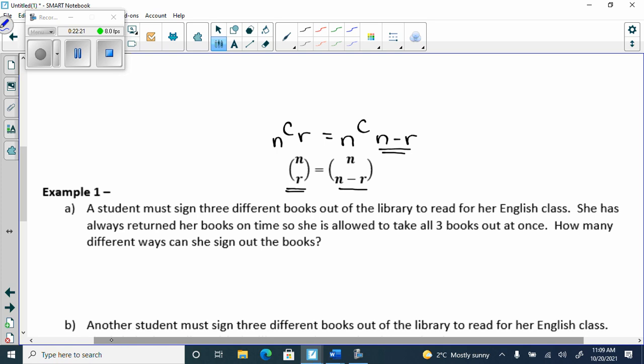So does the order of those 3 books matter? No. So she has how many books? 3, and she's choosing, because the order doesn't matter, it's a combination. How many is she choosing to take out?